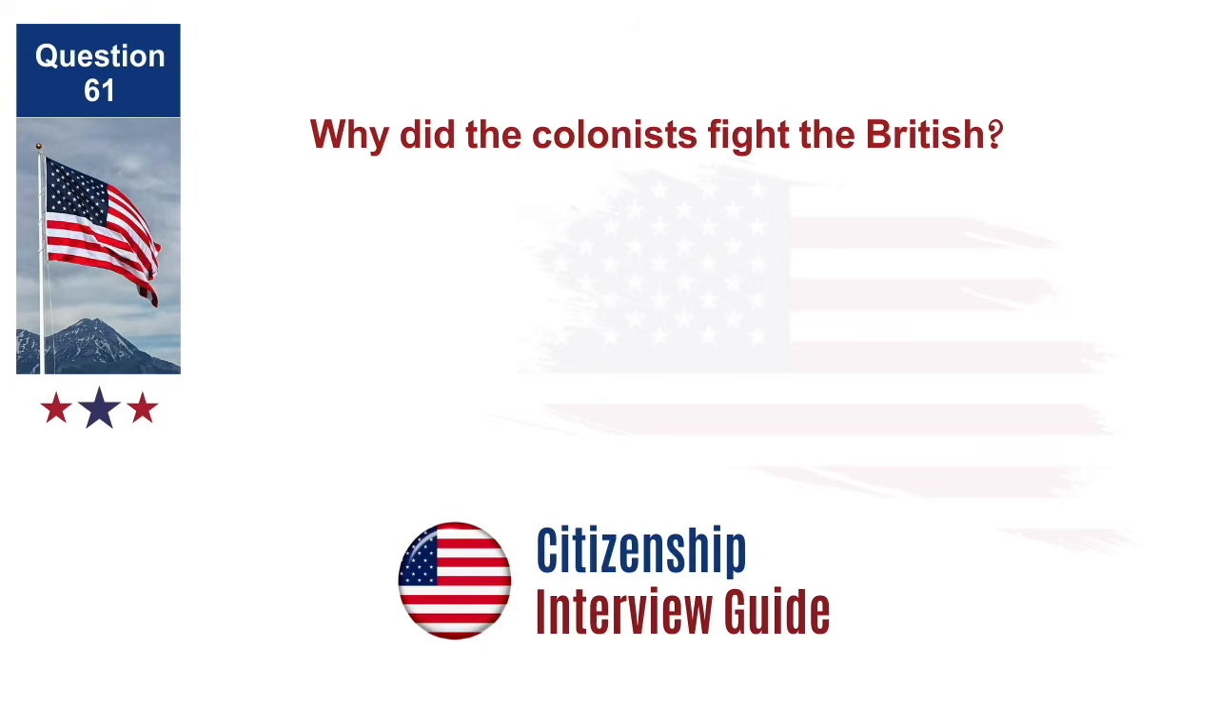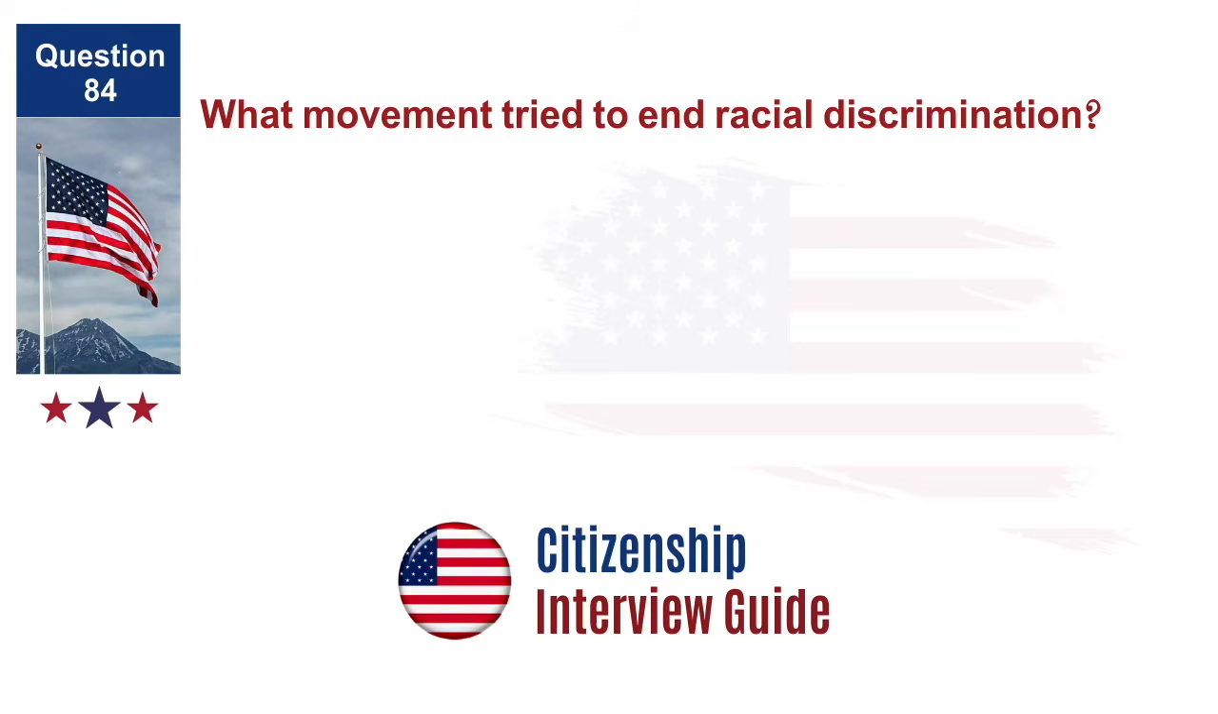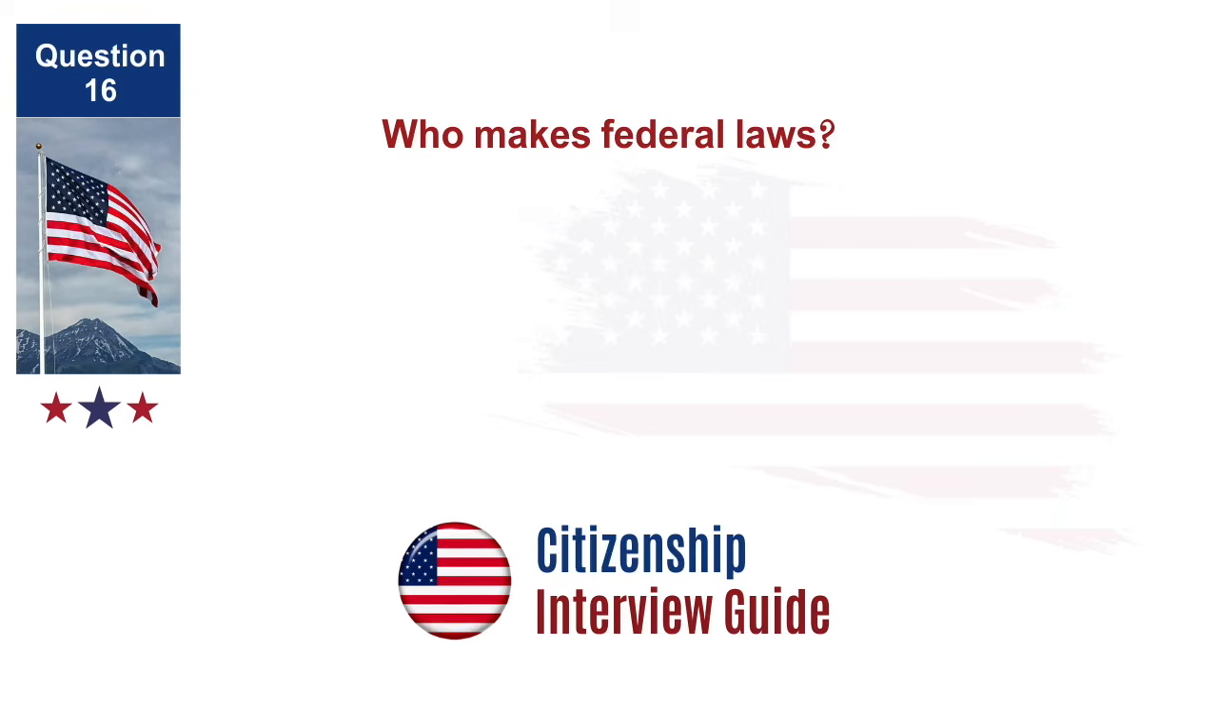Why did the colonists fight the British? Because of high taxes. What movement tried to end racial discrimination? Civil rights movement. When is the last day you can send in federal income tax forms? April 15. Who makes federal laws? Congress.